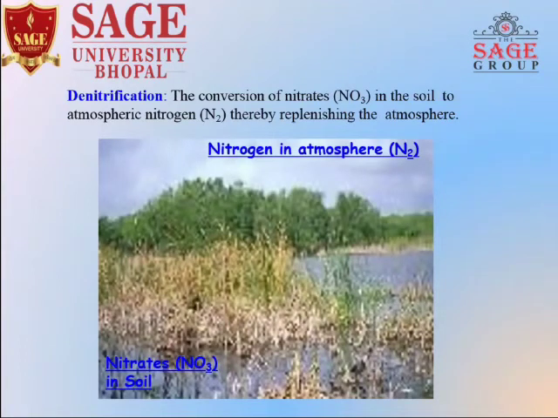The fourth step is denitrification. In this step, the nitrogen in the soil is converted to atmospheric nitrogen N2, thereby replenishing the atmosphere. What happens? NO3 is converted into N2, atmospheric nitrogen, thereby replenishing the atmosphere. The atmosphere again regains the nitrogen.